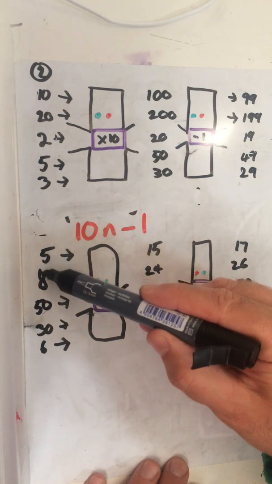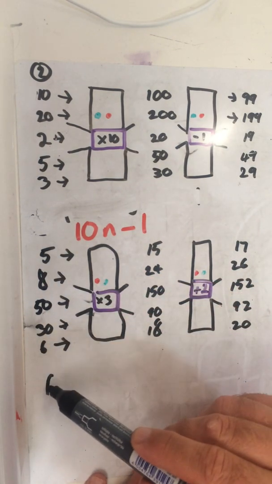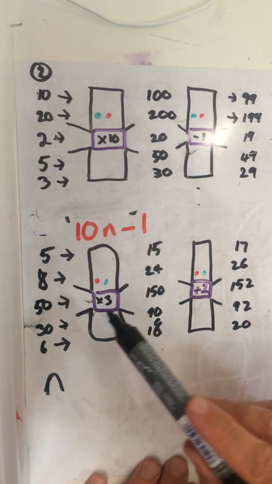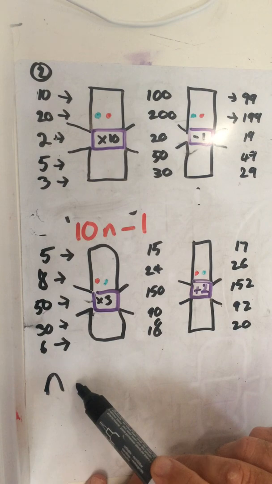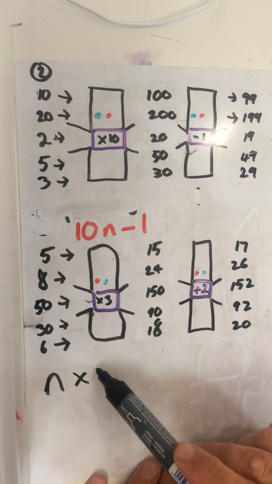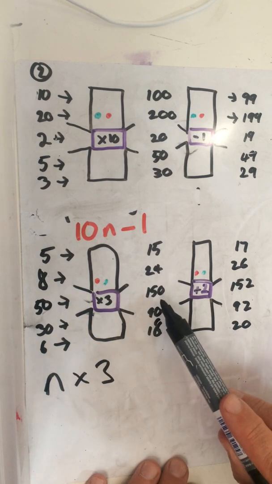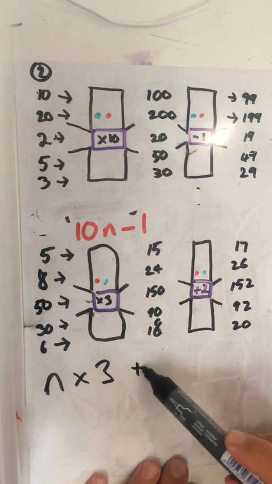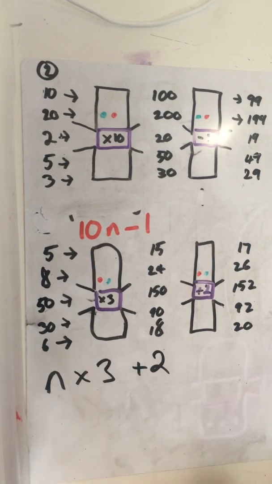So remember, this is the number we're starting with. So we're starting with an n. Then what are we doing to that n? A number. N just means the number. We're timesing that by 3. And then what are we doing to the answer? Adding 2. Okay. So that's what we're doing. It's the number multiplied by 3, add 2.